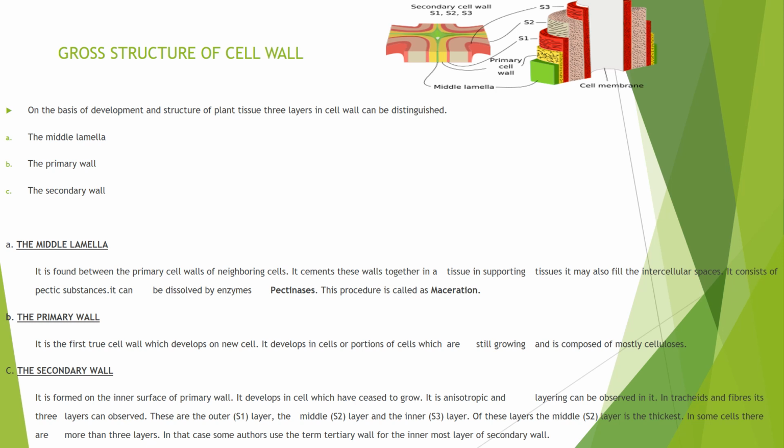In tracheids and fibers which have very thick walls, its three layers can be observed. These are the outer S1 layer, the middle S2 layer, and the inner S3 layer. Of these layers, the middle S2 layer is the thickest. In some cells, there are more than 3 layers. In that case, some authors use the term tertiary wall for the innermost layer of the secondary wall.